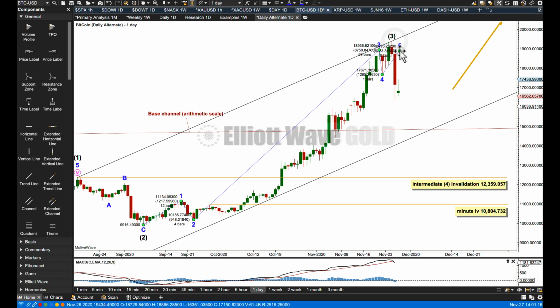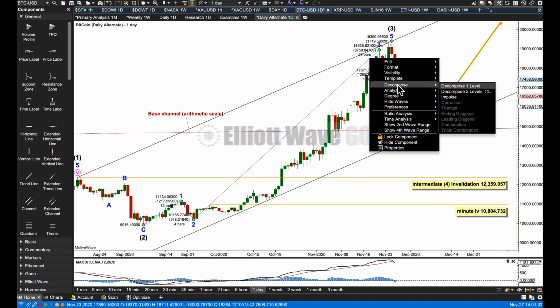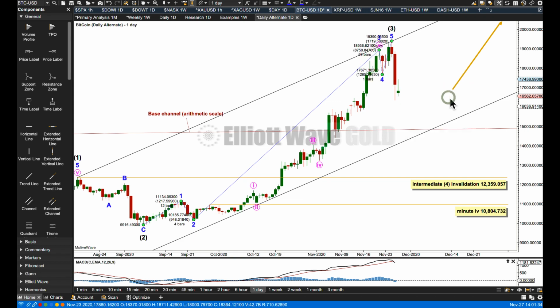If one of your degrees of labeling gets disconnected from the higher degree, you just have to pop it back in there. And now it's connected, the minor degree is connected to the intermediate degree. Right click, decompose impulse, that's the only possible structure for a third wave. I don't like this at all. I'm going to put this back here and here. Okay, this now fits, but does minute 5 fit?